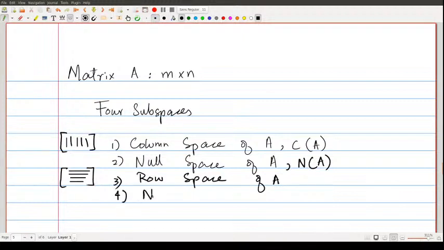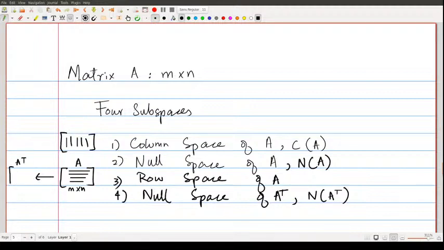And finally we're going to talk about the null space, also called the left null space, but we're going to call it the null space of A transpose. So why did I suddenly bring up the null space of A transpose? The reason is that for the row space of A, if A was an M by N matrix and I transpose it, then A transpose is an N by M matrix, with these rows becoming the columns.